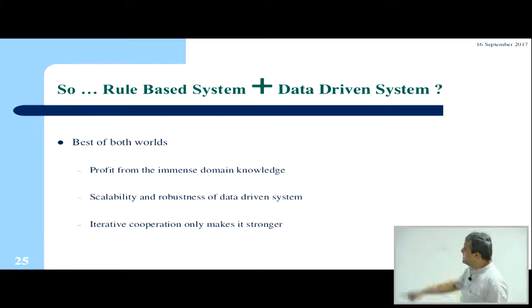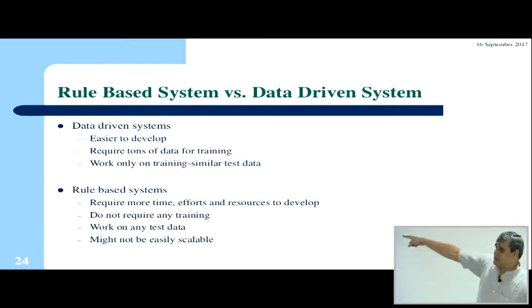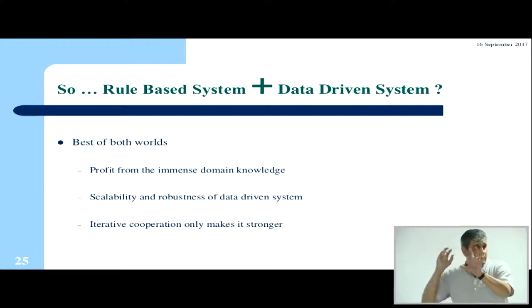What is important is to think of it like this: it's not actually versus, but it should be a plus. If you have a system that can profit from the immense domain knowledge that's there and the scalability and robustness of a data driven system, their iterative cooperation will make it stronger. You know rules, feed it with data. You have data, find out patterns, feed them to domain research to identify or interpret them, then feed it back as a rule. Okay? So, all these should go symbiotically.